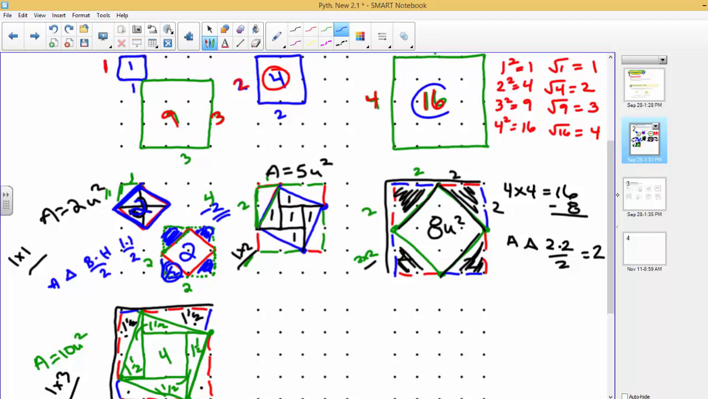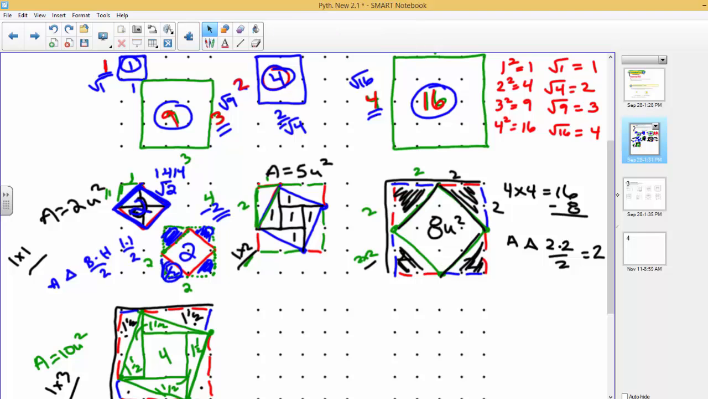Well, if something has an area of 16, you square root 16 and you get 4. If something has an area of 9, you square root 9 and you get 3. An area of 4, you get 2. An area of 1, you get 1. So if something has the area of 2, you square root 2 and you get 1.414 and so on. This diagonal length is the square root of 2. It's a little bit more than 1 and a little bit less than 2.